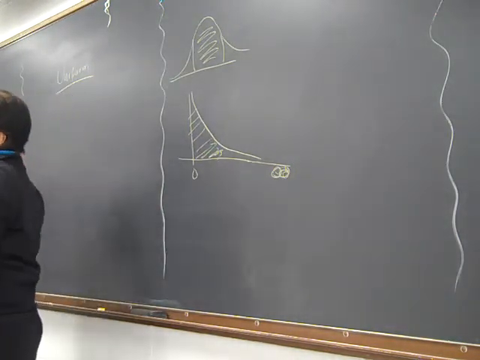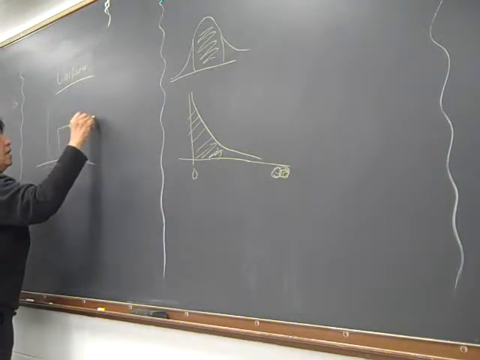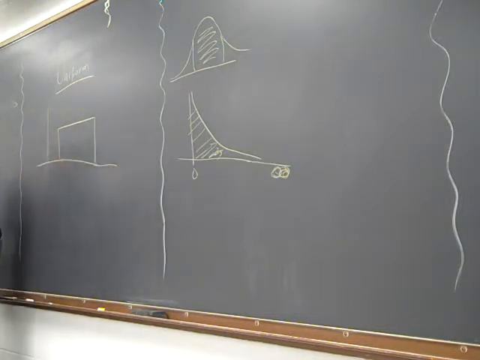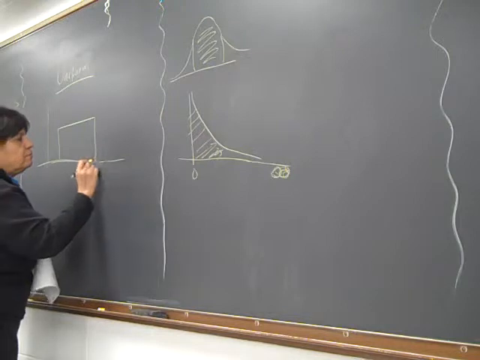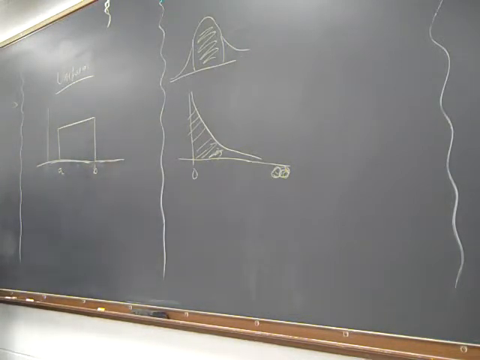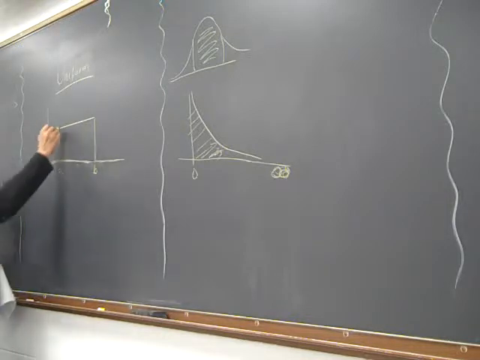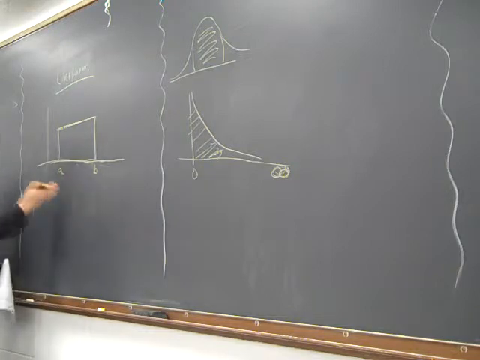The uniform distribution has this shape. So the values are uniformly distributed between a particular interval A and B. That's it. This is the uniform distribution. All the values are uniformly distributed in an interval A and B.